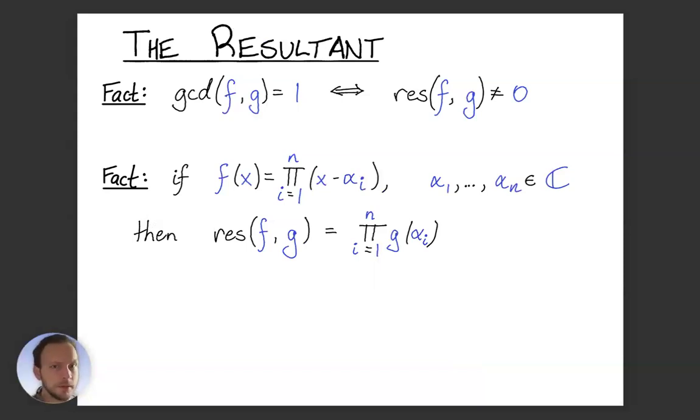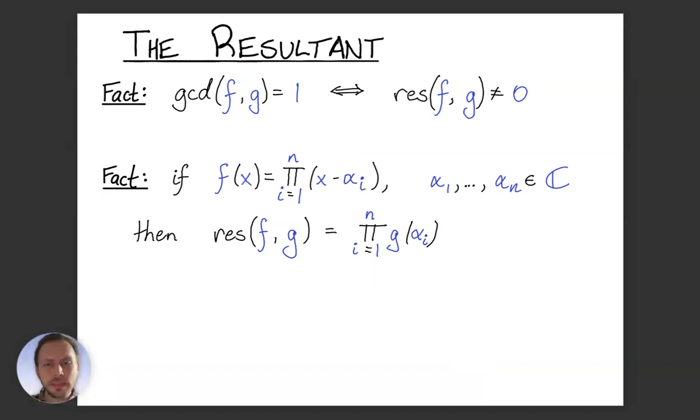And you would expect this to be true, because if f and g are coprime, this means that g does not share a common root with f over the complex numbers. So all these g alpha i's are non-zero, and the product is non-zero. On the other hand, if f and g do share a common factor, well, they share a root over the complex numbers. So one of the g alpha i's is 0, so the product is 0.